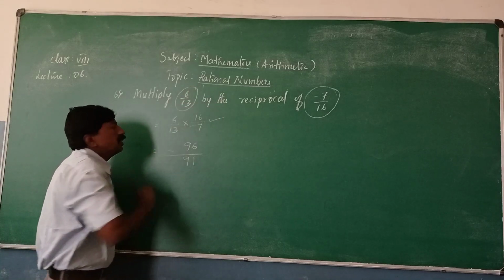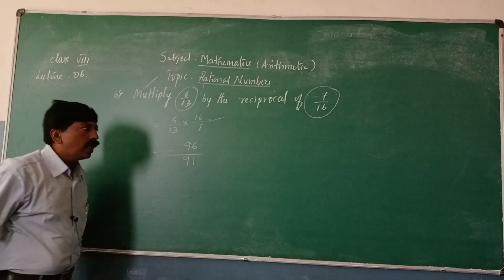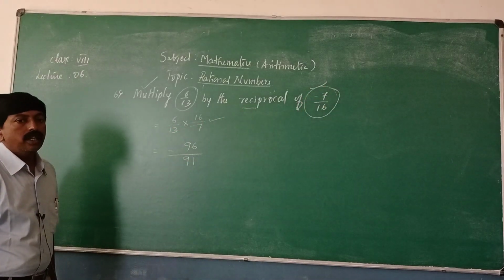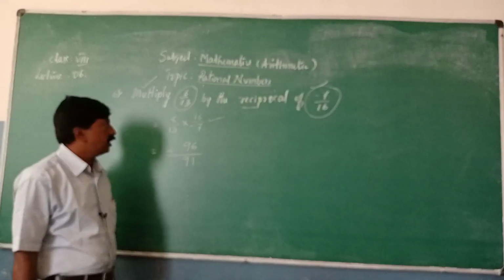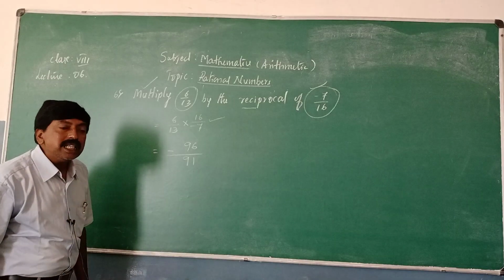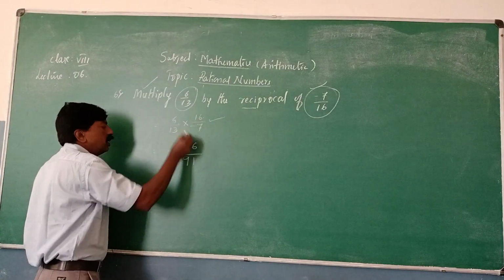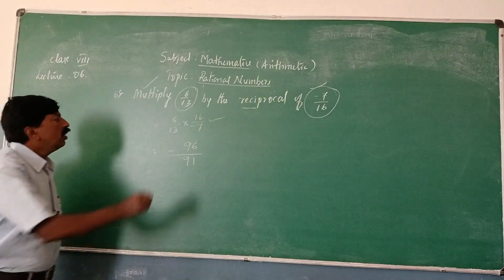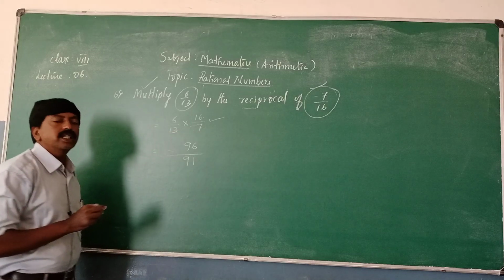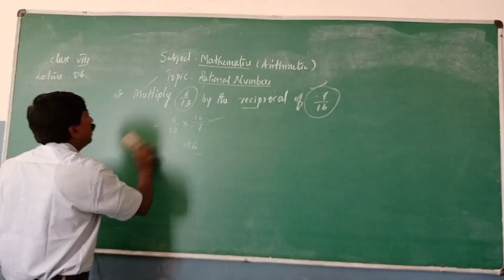What we have written: 6 by 13 you can write as it is. Because of multiplication, write the into sign. And the reciprocal of minus 7 by 16, we can take that reciprocal as 16 by minus 7. Now, multiply the numerators. 16 into 6 is 96. Minus into plus is minus. 13 sevens are 91. Like this, we can simplify the following.